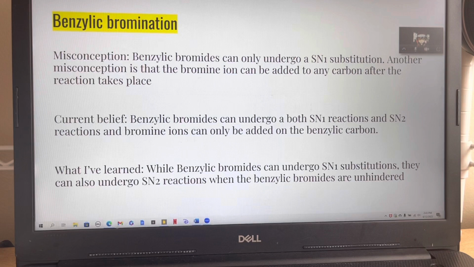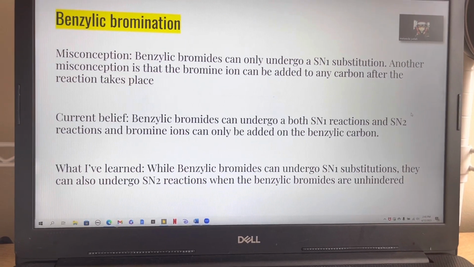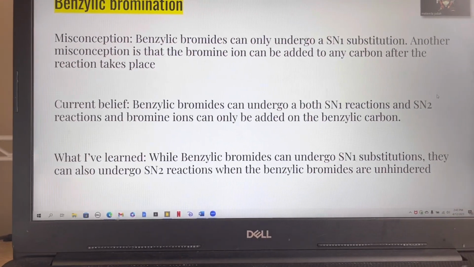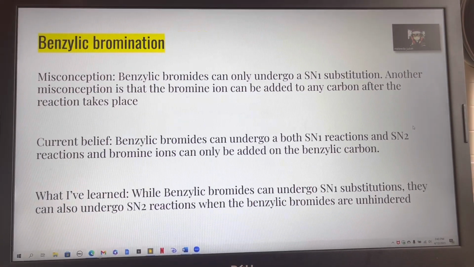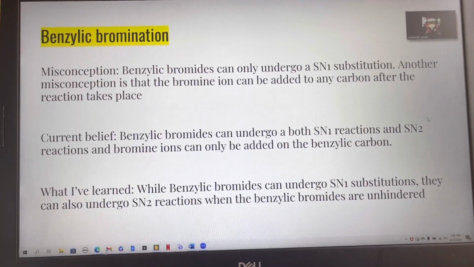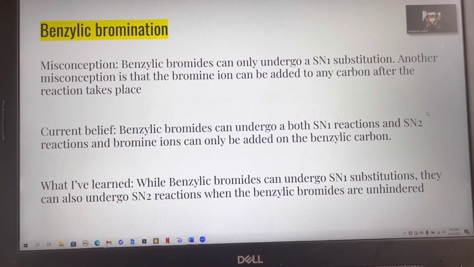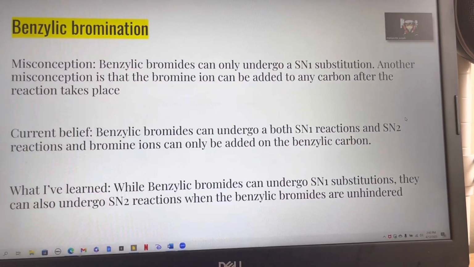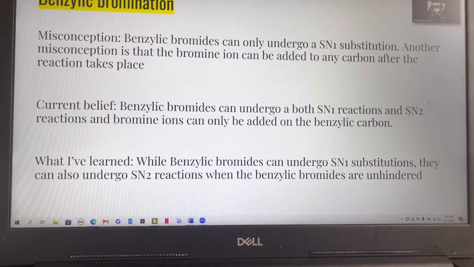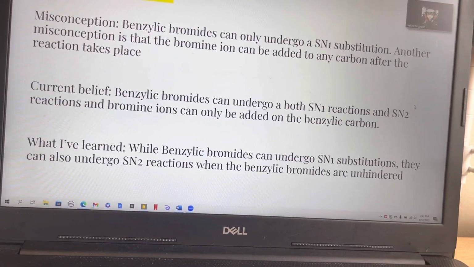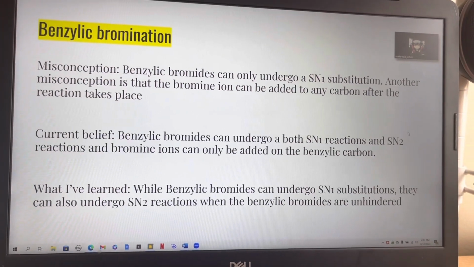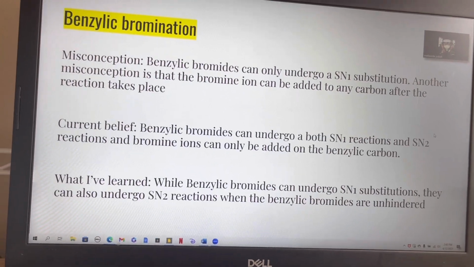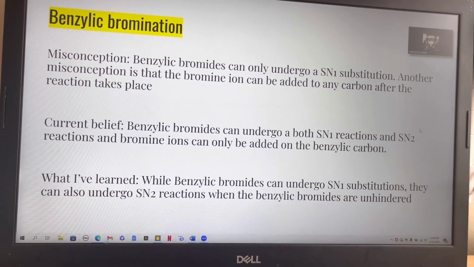Next, we have benzylic bromination. A misconception about this is benzylic bromides can only undergo an SN1 substitution. Another misconception is that the bromine can be added to any carbon after the reaction takes place. The current belief is benzylic bromides can undergo both SN1 and SN2 reactions, and bromine can only be added on the benzylic carbon. I've learned while benzylic bromides can undergo SN1 substitution, they can also undergo SN2 reactions when the benzylic bromides are unhindered.